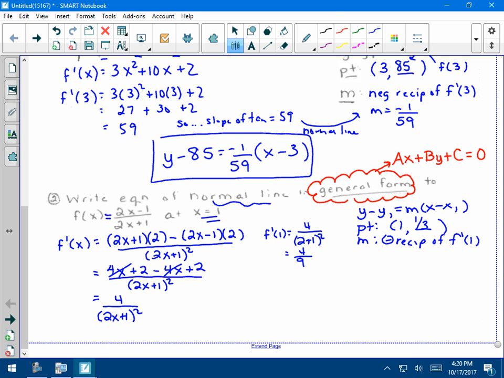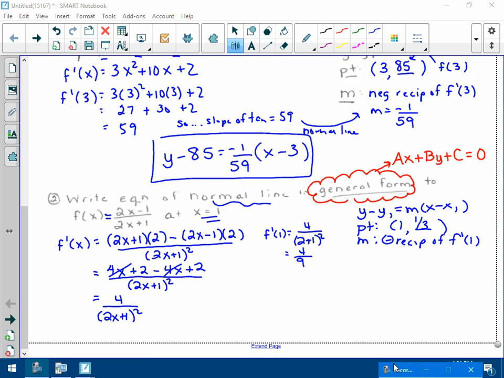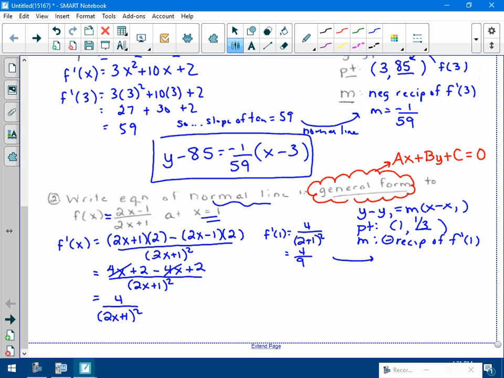Okay, so now, one second. Sorry about that. So if my slope is 4/9, the negative reciprocal slope for my normal line is going to be negative 9/4. Okay, so now I write my equation. y minus 1/3 equals m, negative 9/4, times x minus 1.